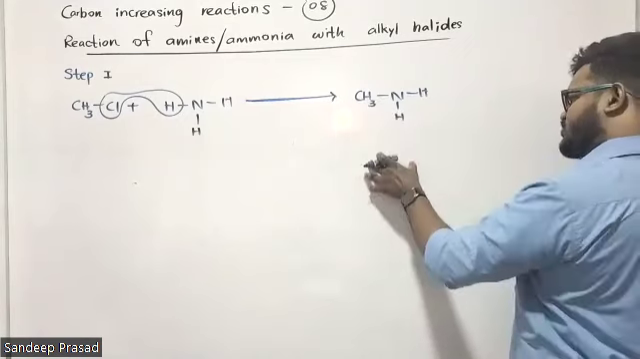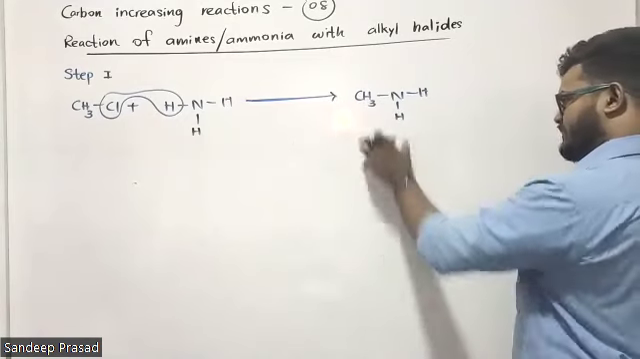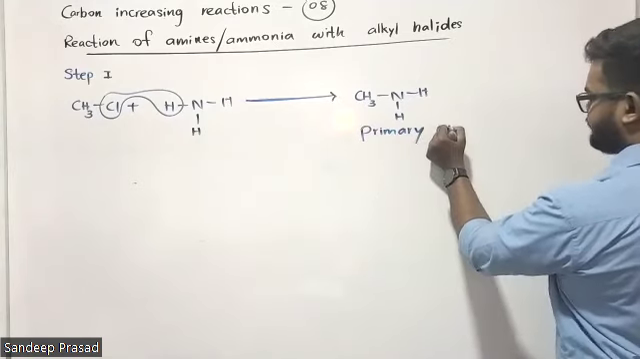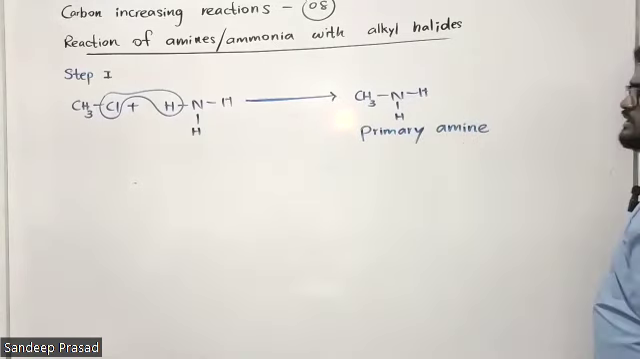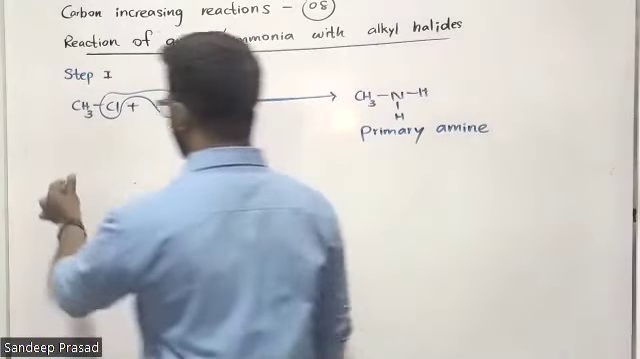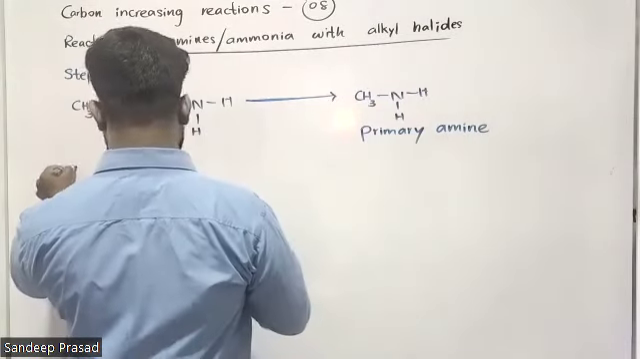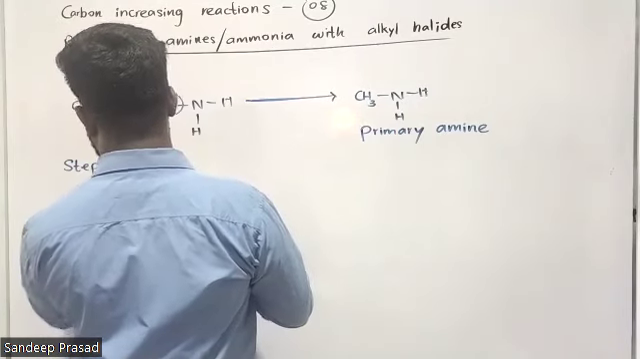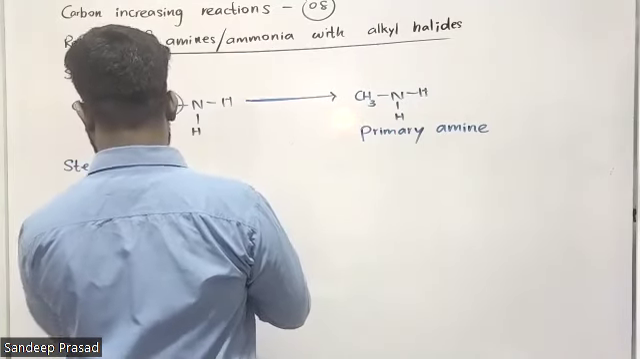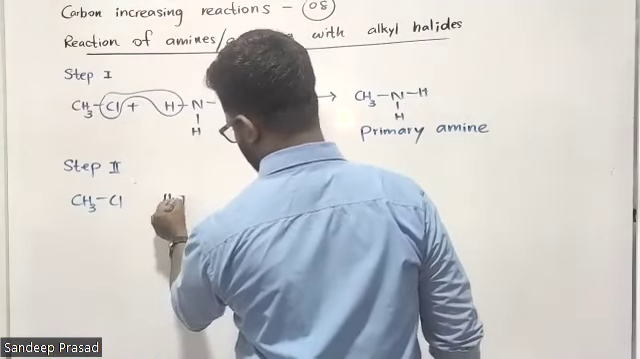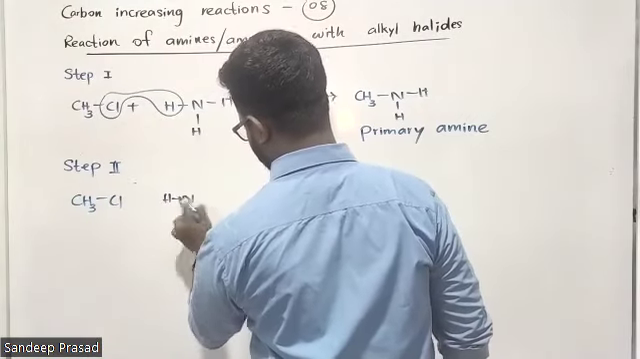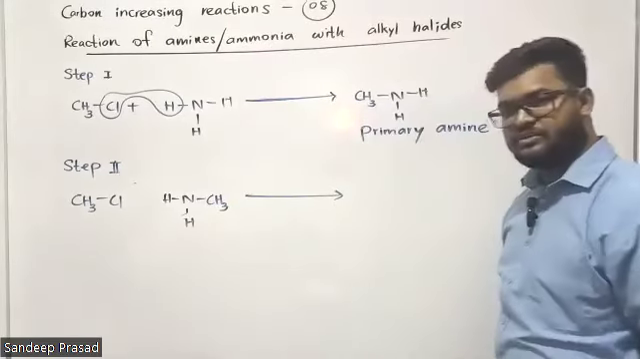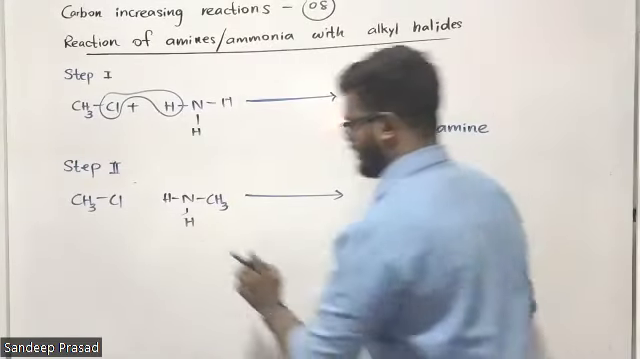This reaction will never stop at this stage. Now that means we have a primary amine in this way. This primary amine, as step number 2, is again reacting with alkyl halide. Okay, that means this is kind of a chain reaction, right? This is kind of a chain reaction.